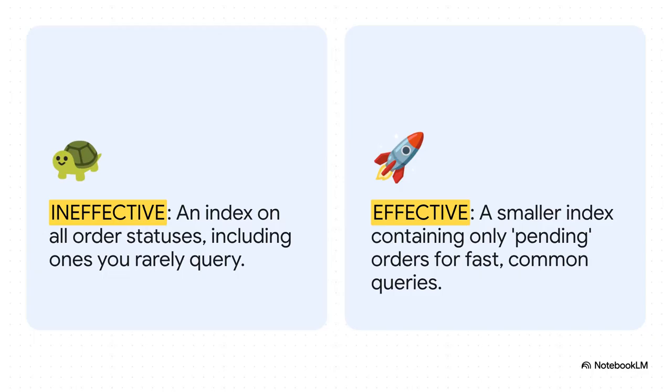Here's a perfect example. Imagine you're constantly looking up orders with a pending status. A normal index on that status column would be huge and bloated with all the shipped, completed, and returned orders you hardly ever search for. The partial index, on the other hand, it's tiny and lightning fast because it only contains the pending orders. It's a total game changer for efficiency.